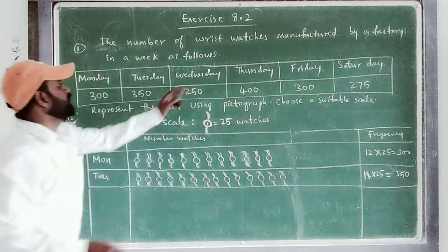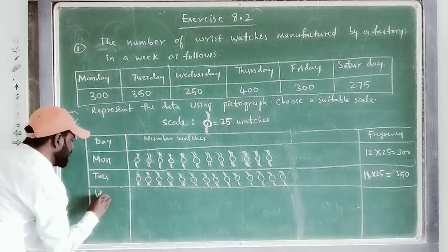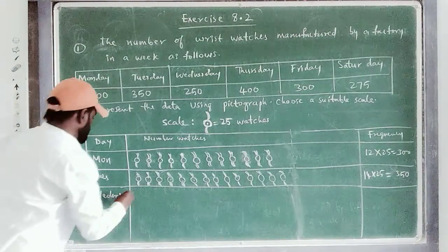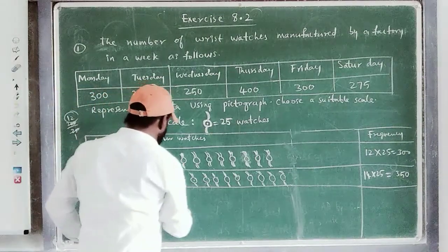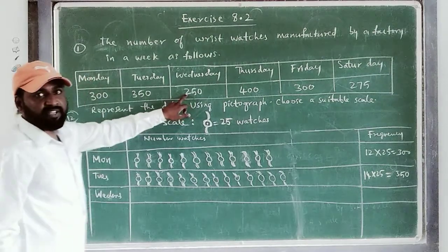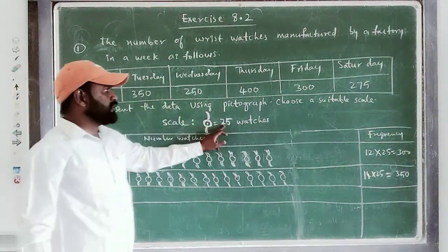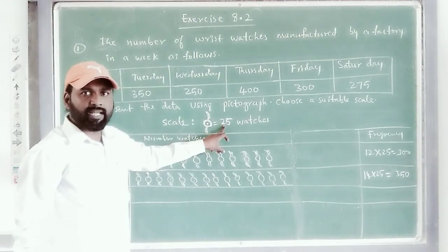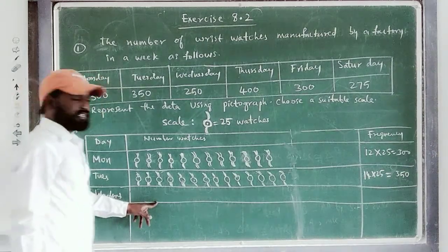Next is Wednesday. How many watches are produced on Wednesday? It is 250. What is the scale? 25. So when you divide 250 by 25, how many will you get? 10. That means you have to draw 10 pictures of the watches.